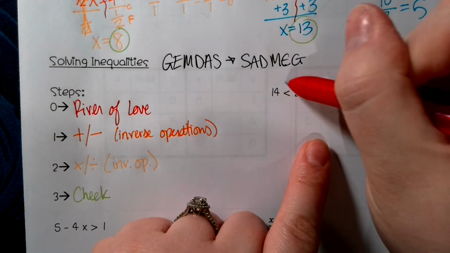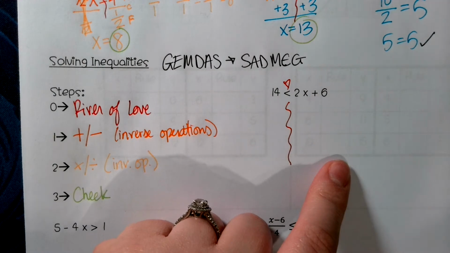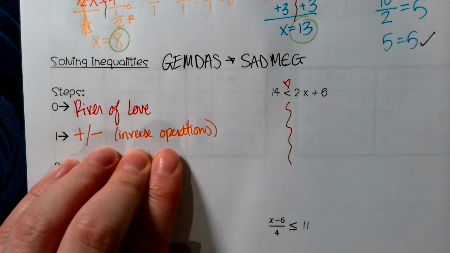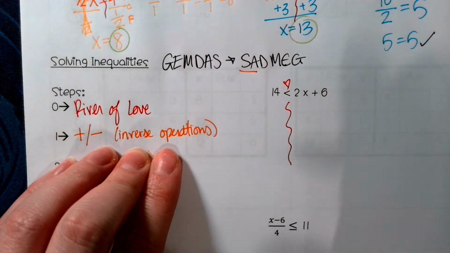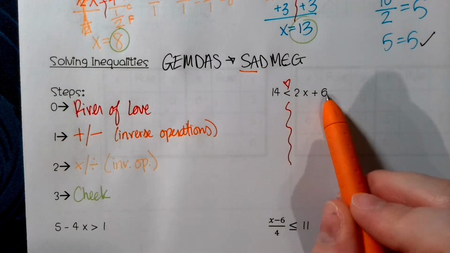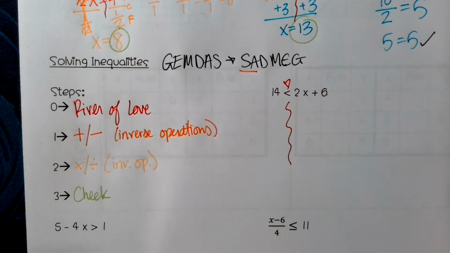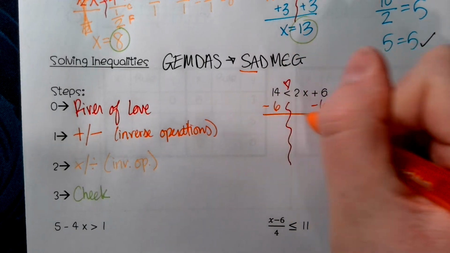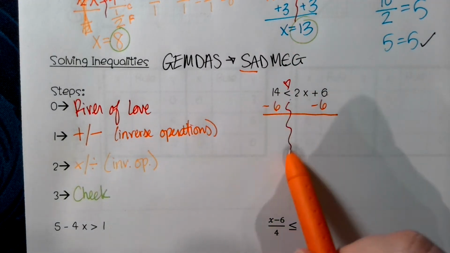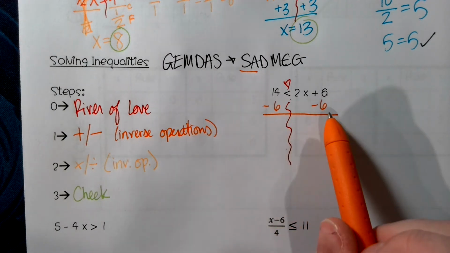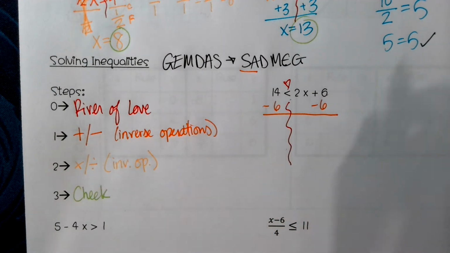I'm going to draw my river of love. And now I see I need to add or subtract first. I'm doing sad Meg, S-A. I see my problem that I am adding 6. What's the opposite of that? Subtracting 6. I need to do the same thing to both sides. That's what the river of love reminds us to do. I love both sides of my inequality the same way.